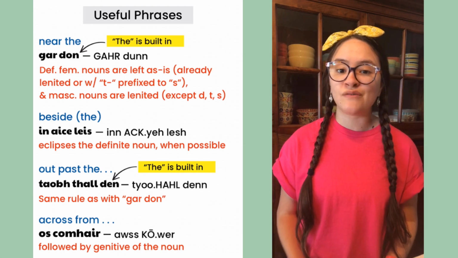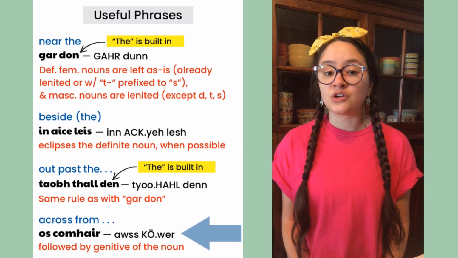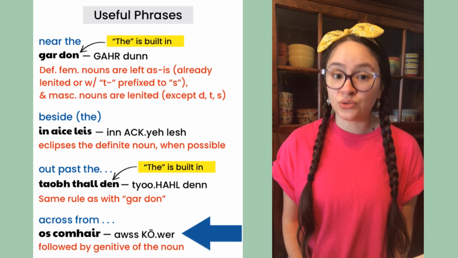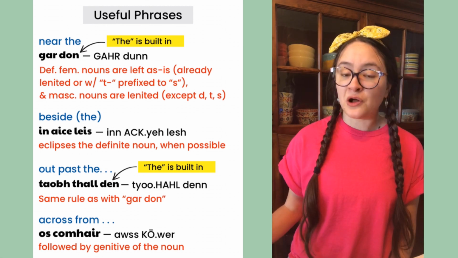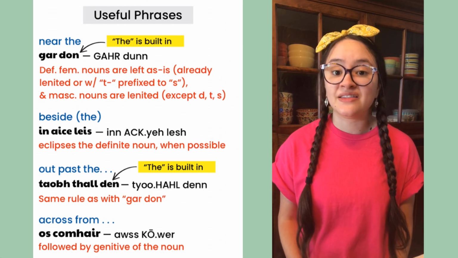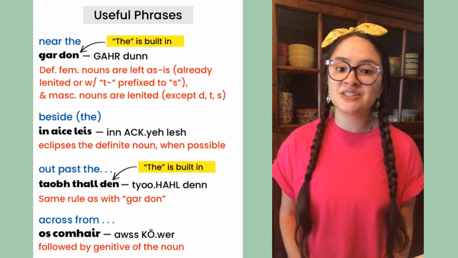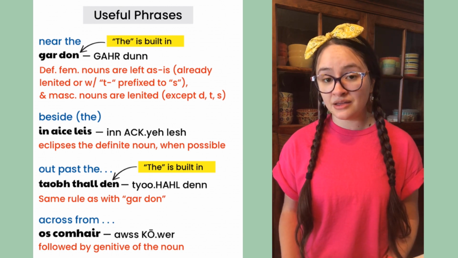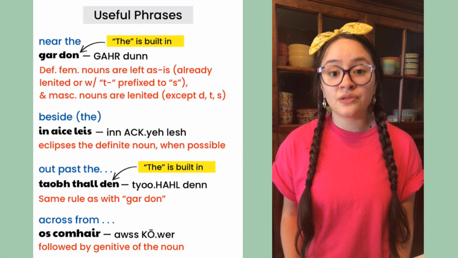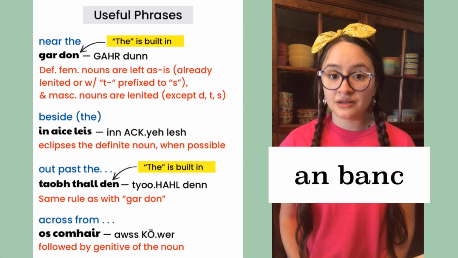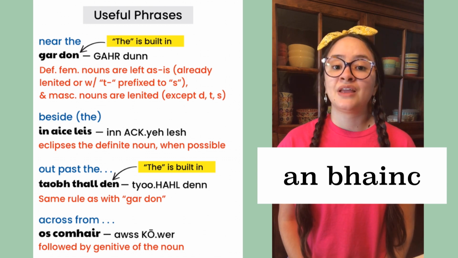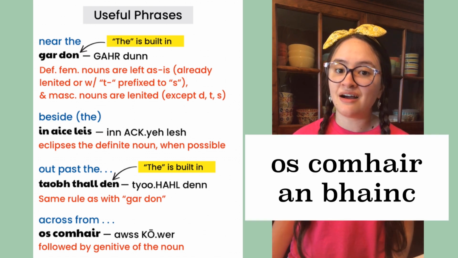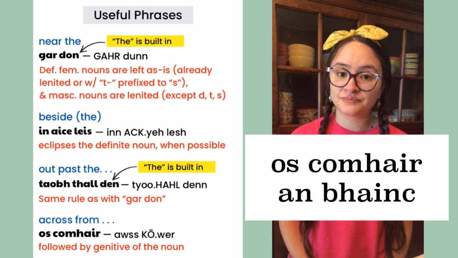And last we have across from, oscor. There's not much of a special rule for this one for an object following it, except that it has to be in the genitive. So if we wanted to say across from the bank, the regular version of the bank is an bank, but the genitive is an wank. And so across from the bank, as coer an wank.